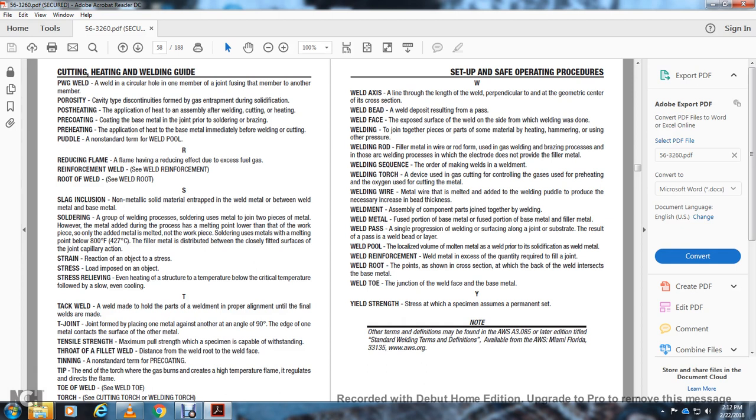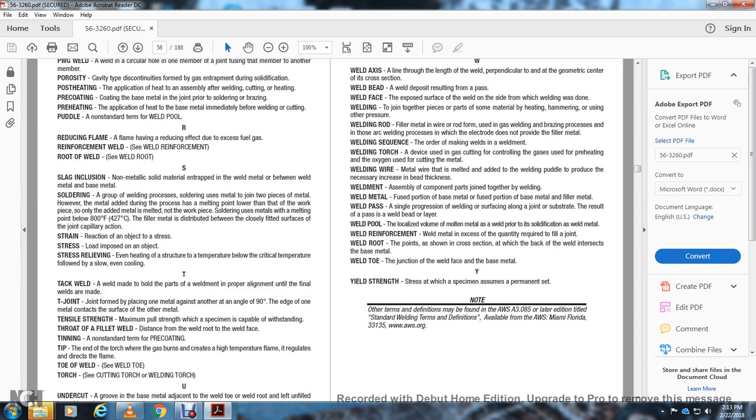Soldering usually uses a filler metal with a melting point below 800 degrees Fahrenheit, distributed between the closely fitted surfaces of the joint by capillary action. Strain: the reaction of an object to loaded stress. Stress relieving: even heating of the object to a temperature below the critical temperature, followed by slow, even cooling. Tack weld: a weld made to hold parts of the weldment in proper alignment until the final welds are made. T-joint: a joint formed by placing one metal against another at an angle of 90 degrees, with the edge of one metal contacting the surface of the other.